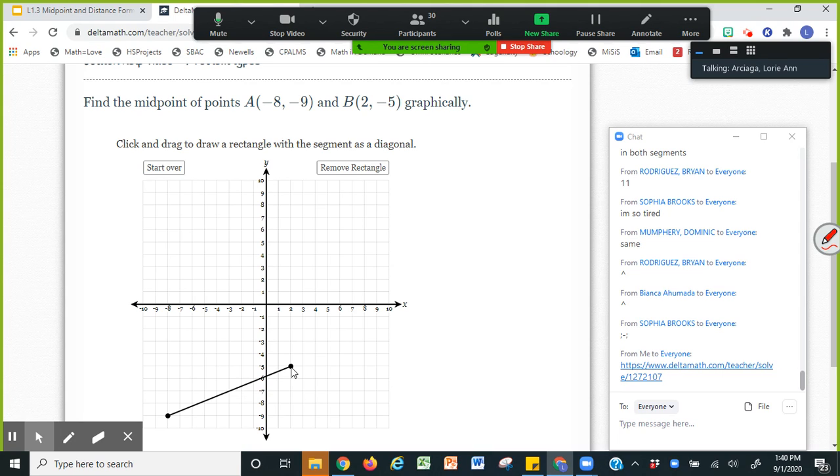So what is this problem asking you to do in Delta Math? It's going to ask you to draw a rectangle that uses this line segment as a diagonal. It's another way of explaining how to find the midpoint, actually. If you start from this point and drag that one all the way to right underneath the first point, and then extend upward, there you go. You're drawing a rectangle that has this line segment as the diagonal.